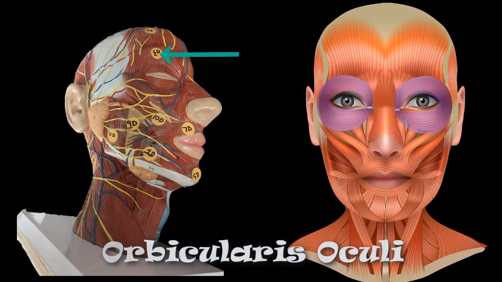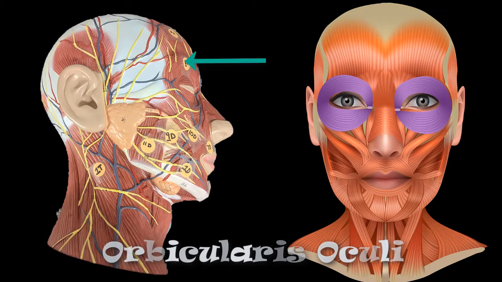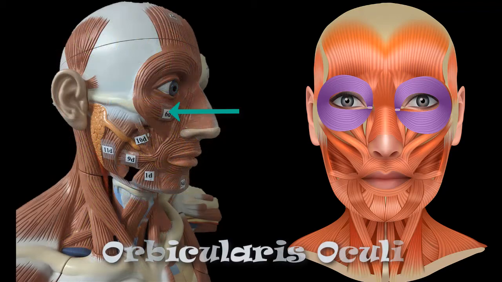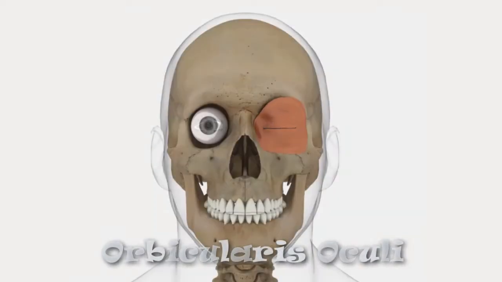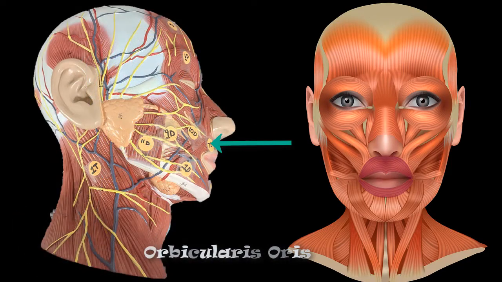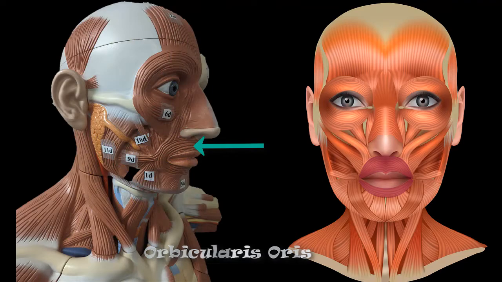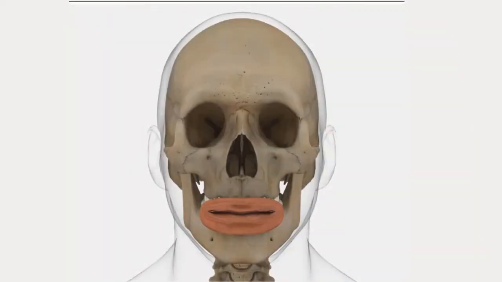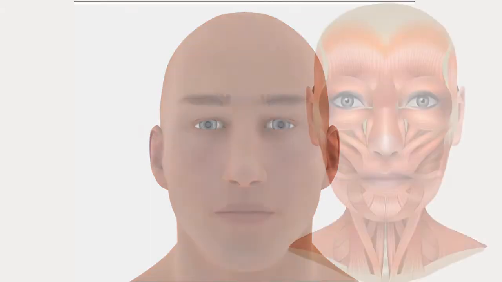The orbicularis oculi. The function of the orbicularis oculi is to close the eye. The orbicularis oris. Its action closes the lips, protrudes lips as in a kiss, and shapes the lips during speech.